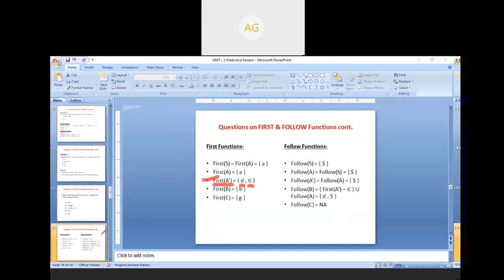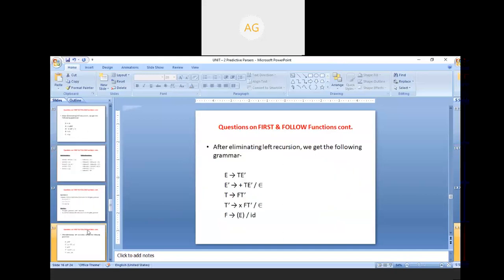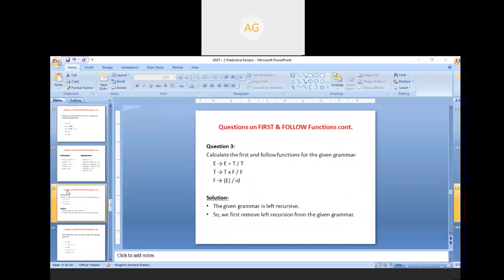Now moving to the third question. So here you can see there are three non-terminals given, E, T and F, and from these three non-terminals, six productions are there. This is the first production, this is the second production, this is third, this is fourth, this is fifth, and this is sixth.